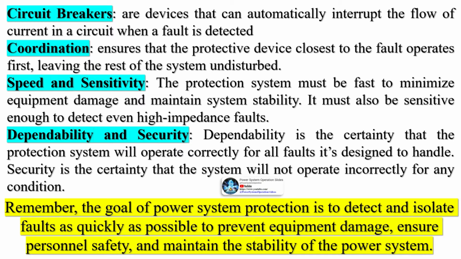Speed and sensitivity. The protection system must be fast to minimize equipment damage and maintain system stability. It must also be sensitive enough to detect even high-impedance faults. Dependability and security. Dependability is the certainty that the protection system will operate correctly for all faults it's designed to handle. Security is the certainty that the system will not operate incorrectly for any condition.